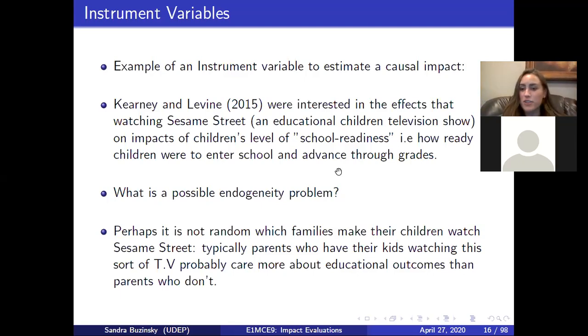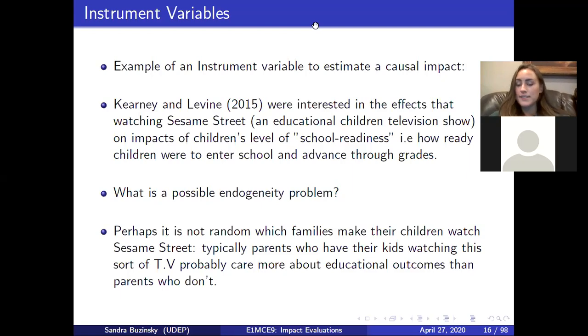So what would be the endogeneity problem here? What do you guys think? What would be the bias if we estimate watching Sesame Street on your school readiness when you get to kindergarten or grade 1? You have a TV. Yeah, you have a TV. Also, maybe, okay, so TV could be an indicator of income. So maybe richer parents are better able to prepare their children.